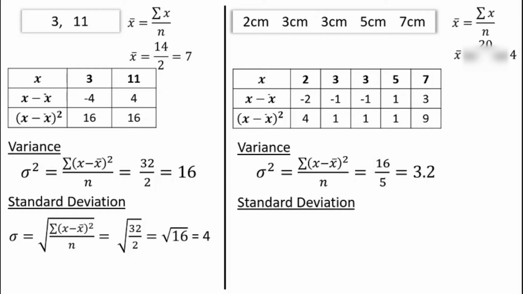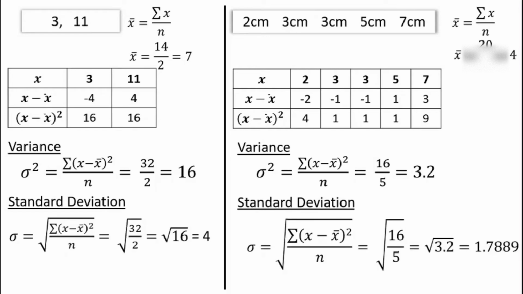3.2 is going to be in centimeters squared. So it's not a very good comparison to the original data. It's in the wrong units. So we find the standard deviation instead, which is the square root of everything else that we just did. And the square root equals 1.7889 to 4 decimal places. Okay, so we'll try and keep our answers rounded to 4 decimal places to maintain some accuracy everywhere we have that opportunity.